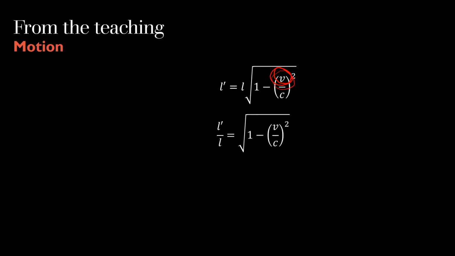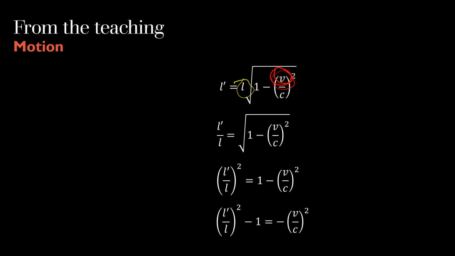First thing we're going to do is pull the L across, so obviously we're going to divide by that L, and then we're going to want to get rid of that square root on the right hand side by squaring the part on the left hand side. This already looks a bit better. Then we're going to take that number 1 across, so it's plus 1 on the right hand side, so it's minus 1 on the left hand side.